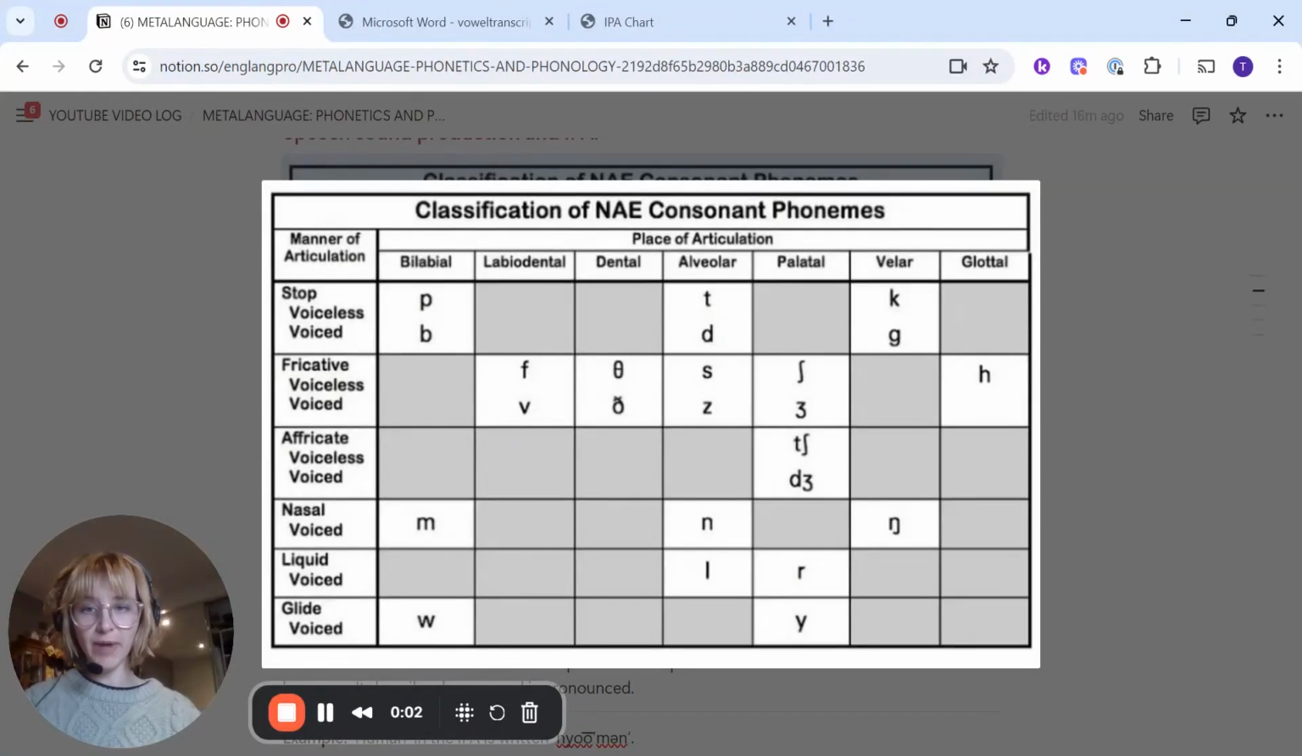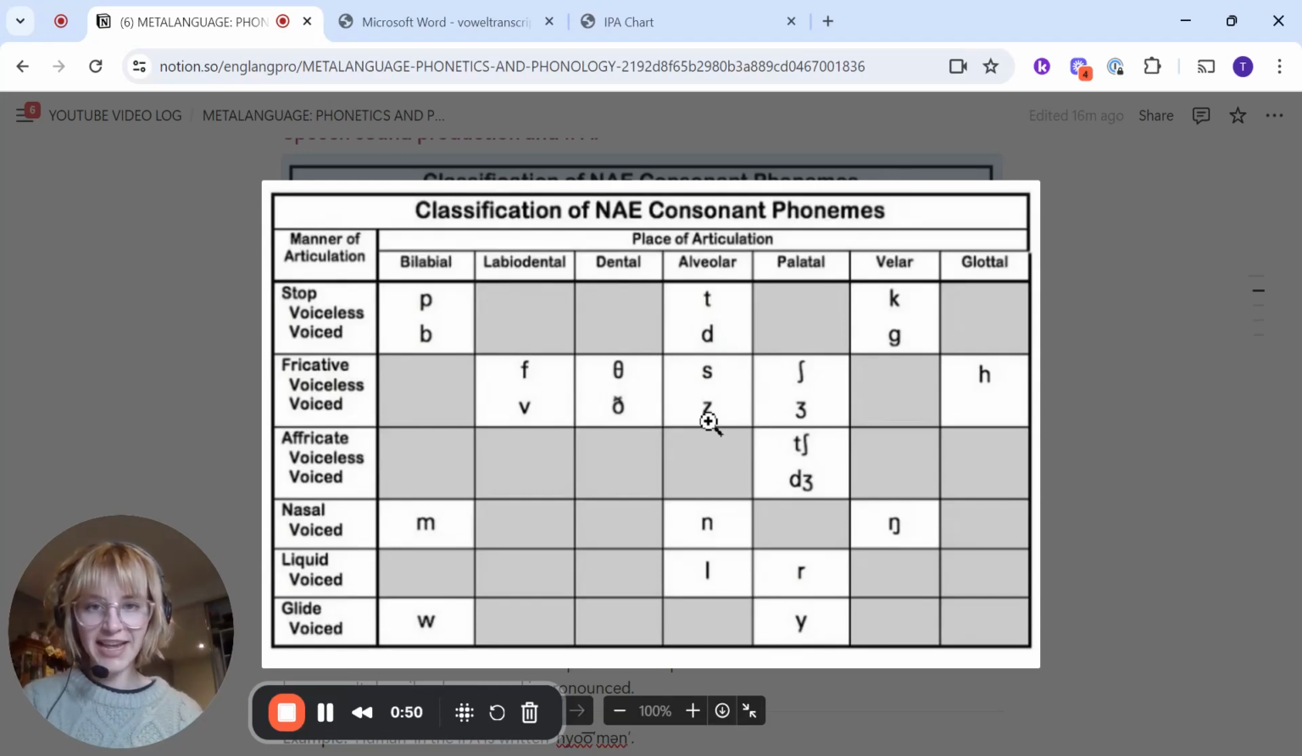In terms of manner of articulation, a stop means there's a complete obstruction of airflow at some point. So for bilabial, your two lips are going to stop the airflow. Fricatives are sounds that are made with a narrow channel of airflow, creating friction. Fricatives, friction. Affricates are sounds that start with a stop and then end as fricatives.